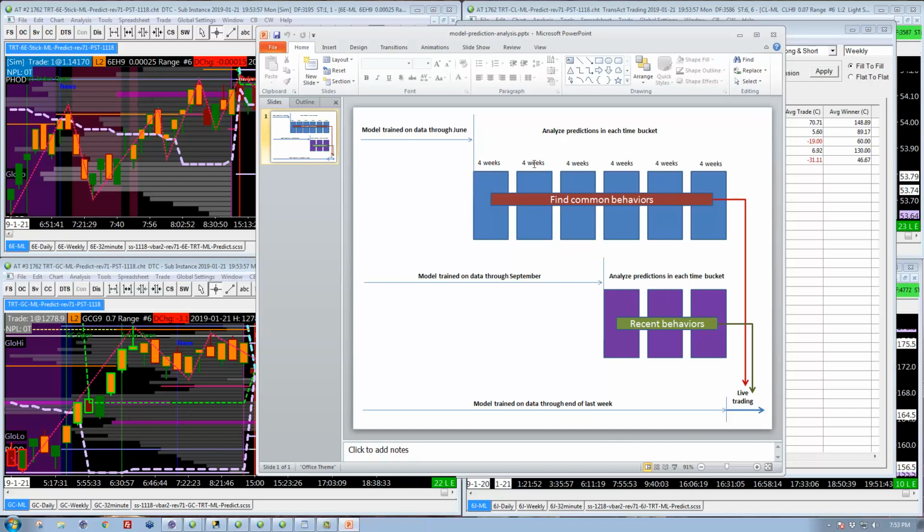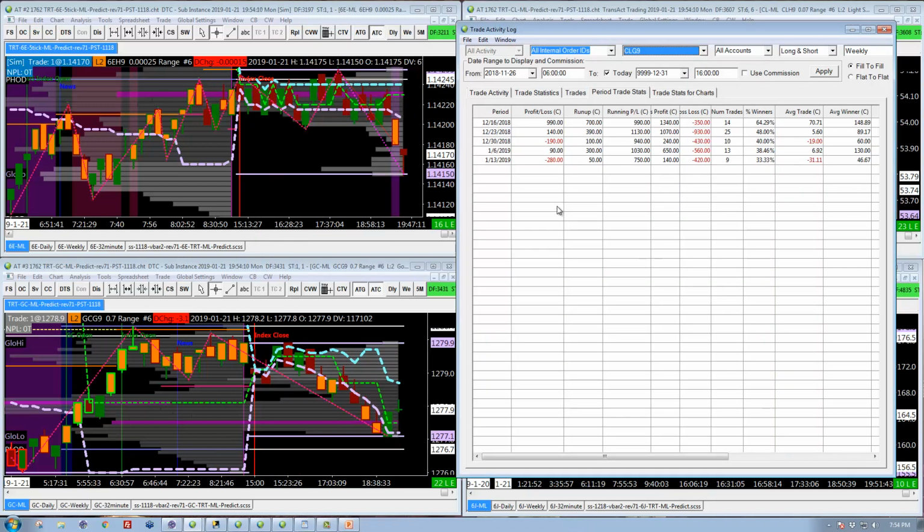Use 3-week buckets, 2-week buckets, 1-week buckets, use 6 months, use 4 months, use 5 months, and try to find that sweet spot, assuming one exists, right? This is data science at this point. We're doing some data discovery.